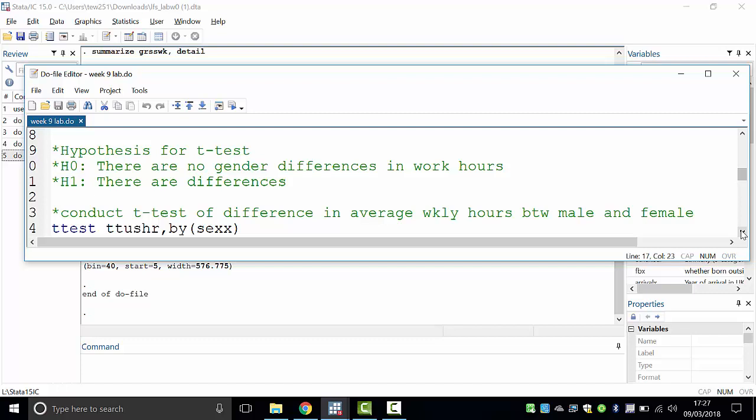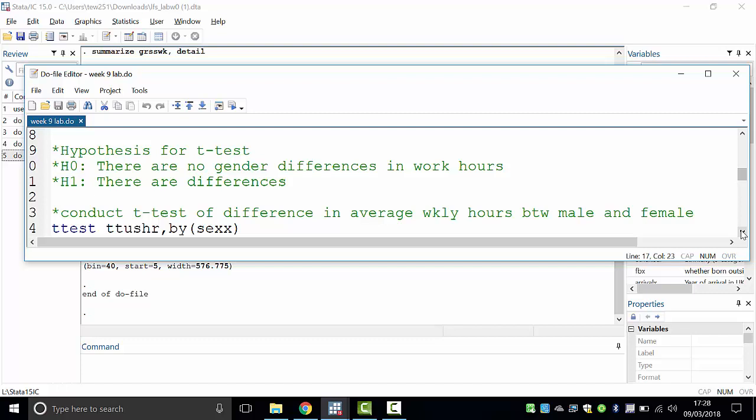Weekly hours between male and female. Sorry, I don't have enough space. If I type the whole thing, I'll have to be scrolling sideways. So this is weekly, this is between. Do you want me to write the full statement? Yes, write the full statement.